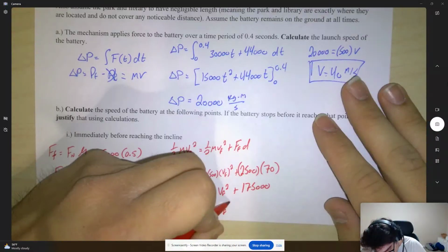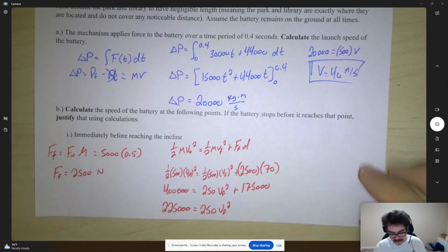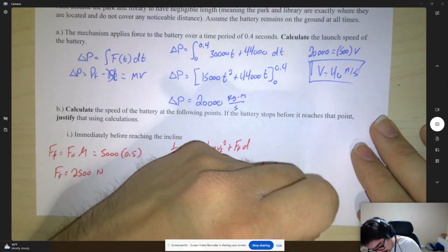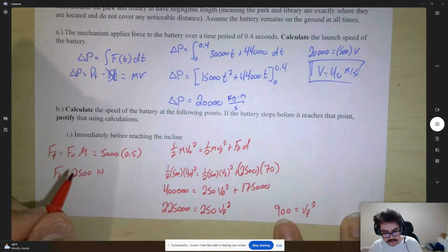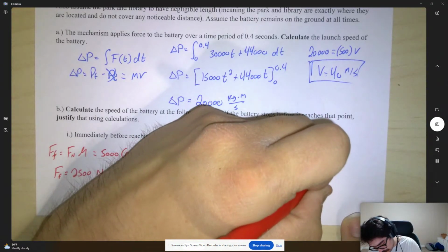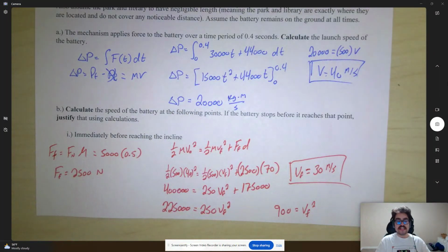250 v final squared. Divide both sides by 250. Okay. So if I divide by 250, I get 900 equals v final squared. And then you don't have to be a rocket scientist to know that if you square, like what squared gives you 900, it should be 30 squared. Do you see how the numbers work out so nice? That is the work of a genius. The work of a genius. Okay.